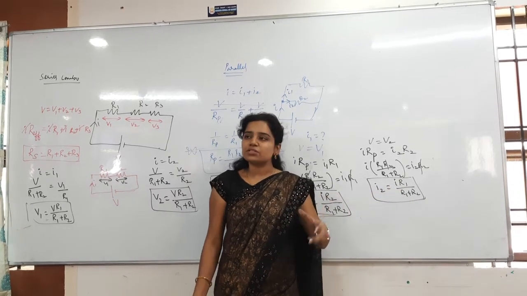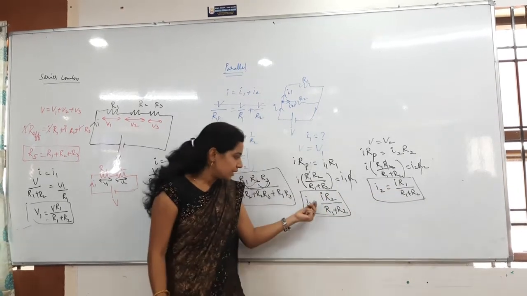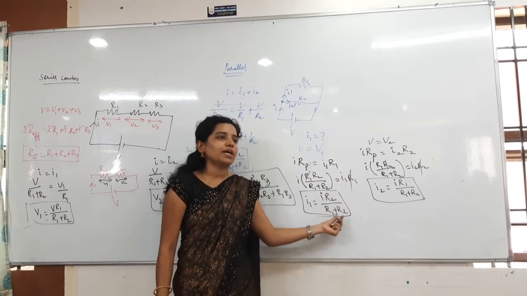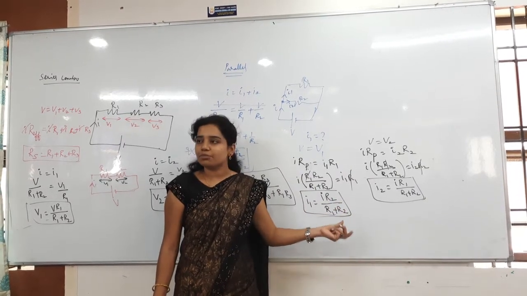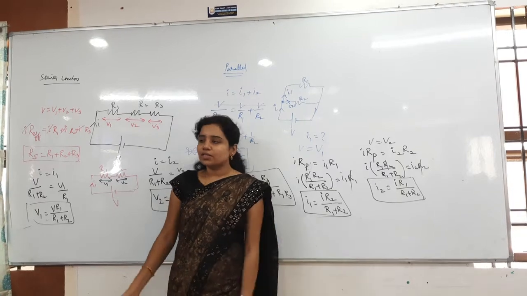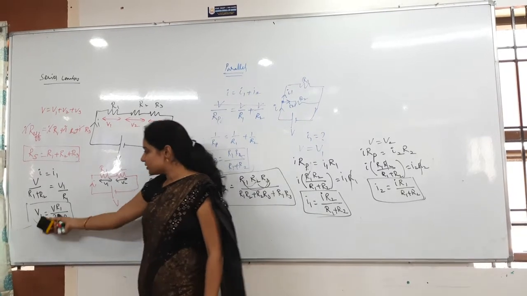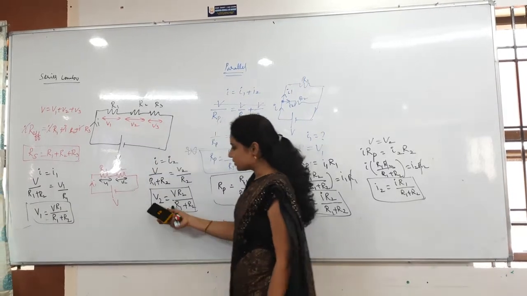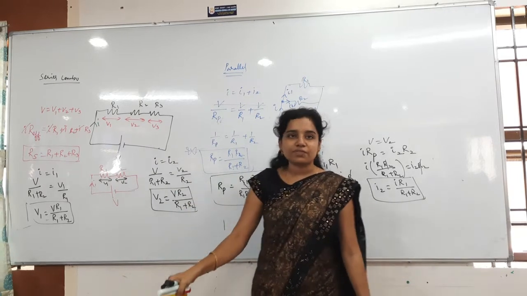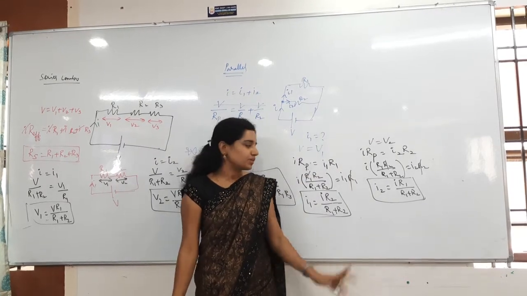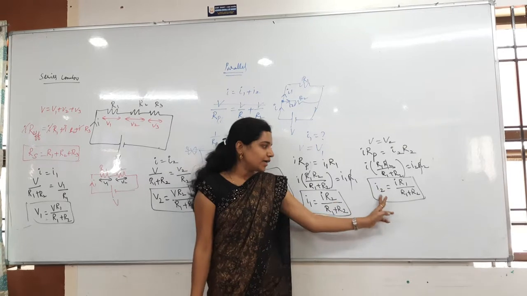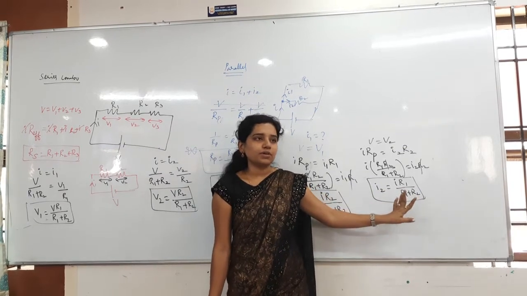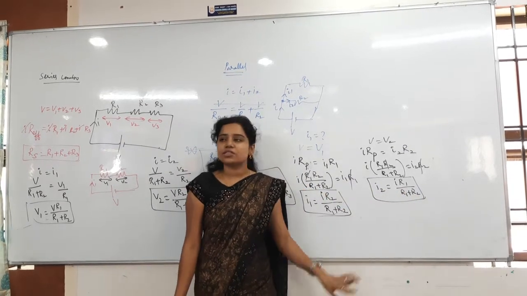So there is a chance to misconception that you will take here I1 and then directly I R1 by R1 plus R2 you will do. Don't do that mistake. Remember that properly. In case of voltages, V1 is there means R1 will come. V2 is there means R2 will come. But in the case of current, it will be opposite. I1 R2, I2 R1. You understand, right?